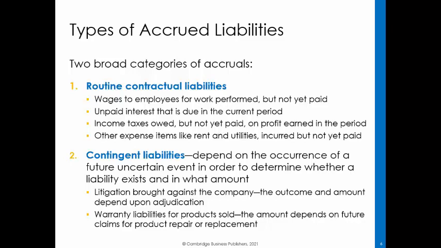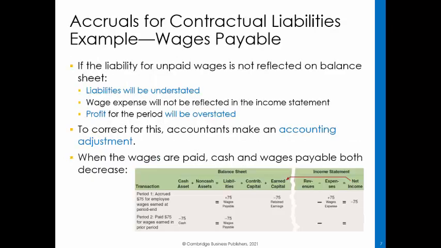Other accruals are for contingent liabilities. Contingent liabilities depend on the occurrence of a future uncertain event in order to determine whether a liability exists, and if so, at what amount. Examples include litigation brought against a company or warranty liabilities for products sold, the amount of which depends upon the occurrence of product defects that require the company to repair or replace the product purchased.